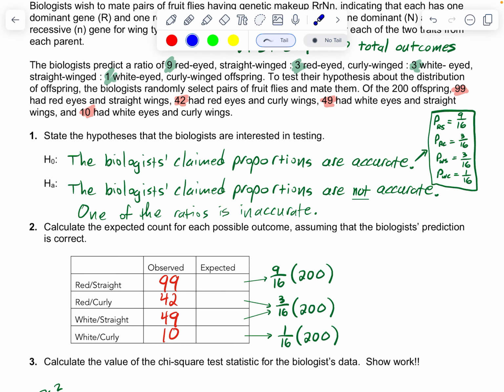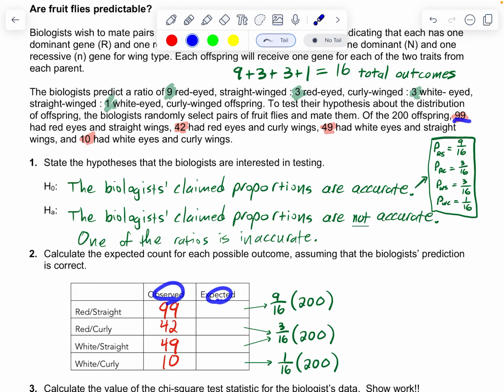Number 2, the observed and the expected counts. Observed are just the red numbers, so that's pretty easy. Expected counts, you need to take these ratios, which are based on 16 total outcomes, and then use your calculator. Because the sample size was 200, you just multiply them all by 200 along the way.